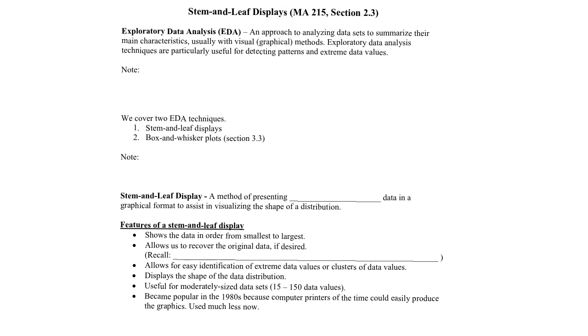So to start off, the book mentions something called Exploratory Data Analysis, or EDA. I'm just going to mention that. I'm not really going to ask you anything about it, but if you happen to look through the book, you'll see that the author mentions this in this section. It's just an approach to analyzing data sets to summarize their main characteristics, usually using graphical methods, and these techniques are particularly useful for detecting patterns and extreme data values.